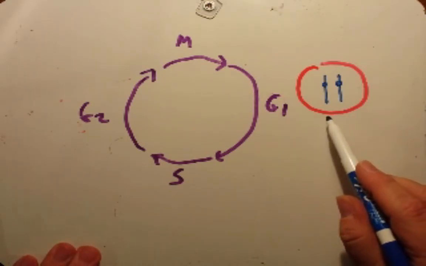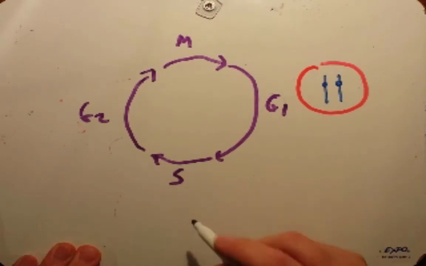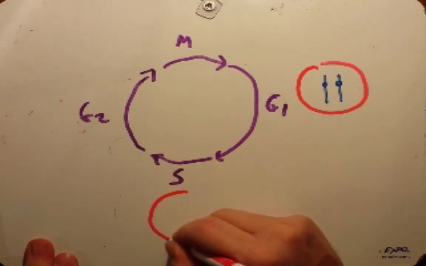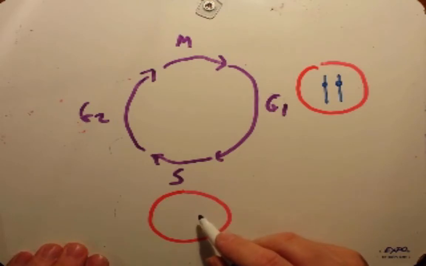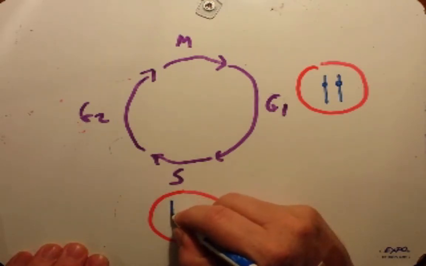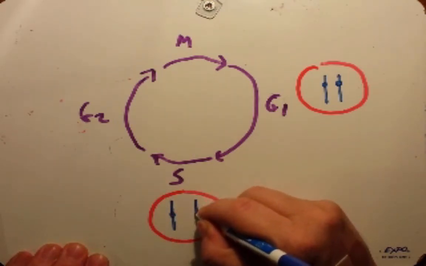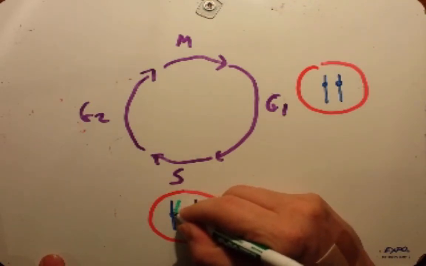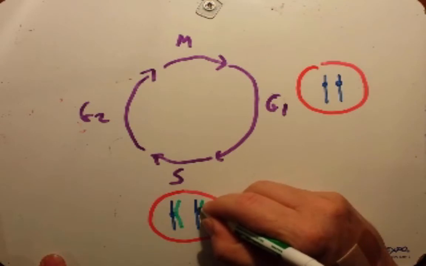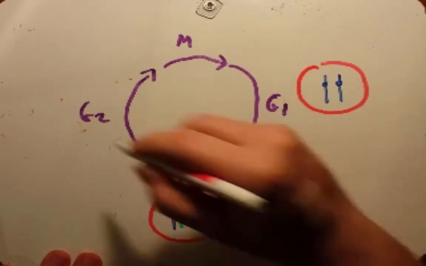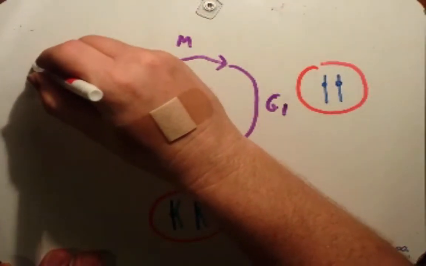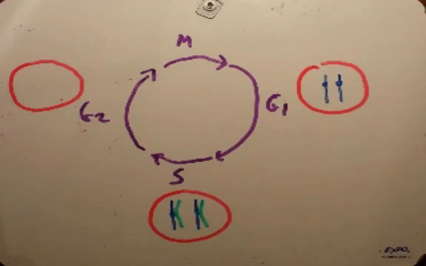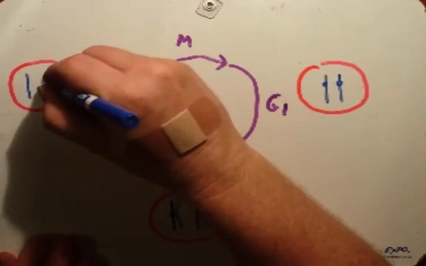As this cell leaves G1 and enters S, the DNA will be copied in S, so we're going to copy our chromosomes. And I'm going to put the copied one in a different color. Then, as you move into G2 phase, the chromosomes will appear the same as they did in S phase.